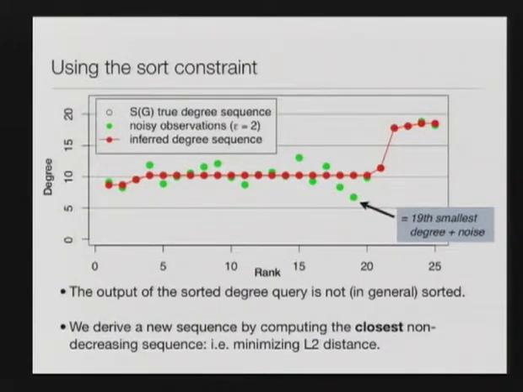So we take the noisy output that we get. We know that some constraints are supposed to hold. Those constraints are violated. So we refine the noisy output and we get a better estimate. That's the basic idea here.